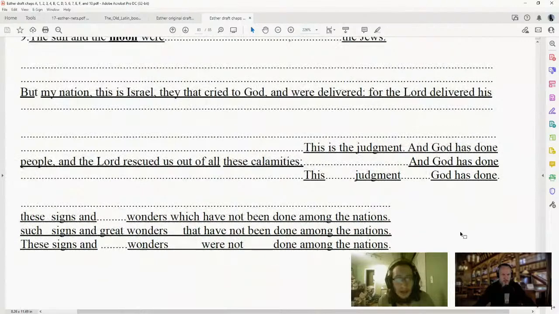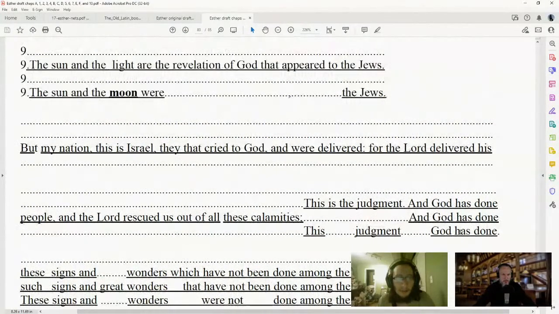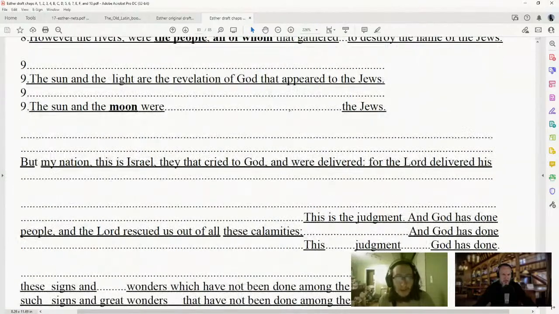And then, interestingly, the beginning of verse 9 is not in the Septuagint version. So I'll read that after.